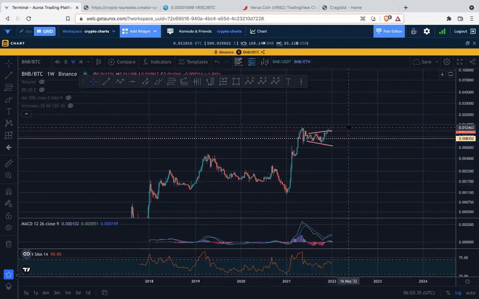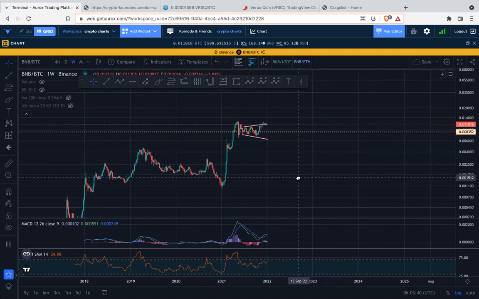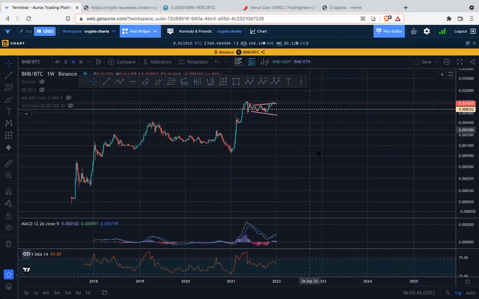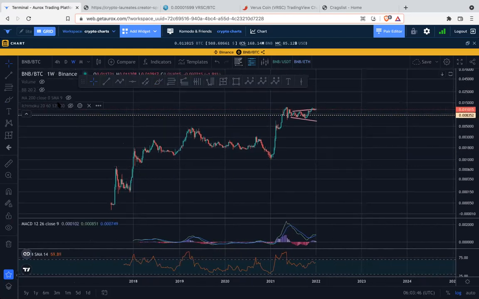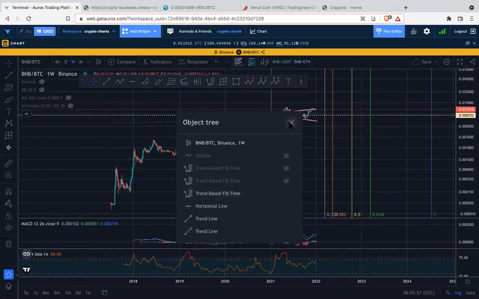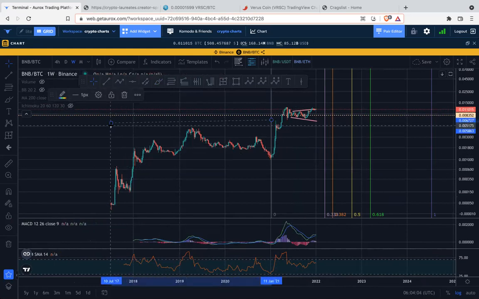So that's all I have to say about BNB. There's not really a lot to say. It's hard to tell how much of a correction it'll be. So one thing we can do is look at some trend-based fib times. We'll look at this one first. It's the whole thing, from the beginning, the low to the low, okay?